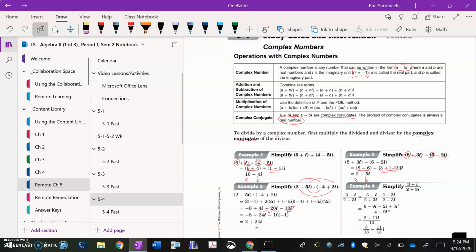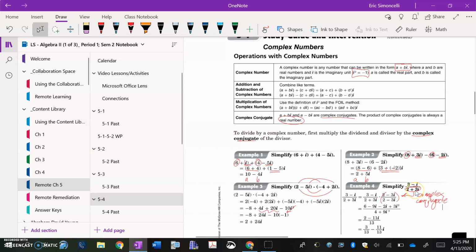Example 4. Simplify 3 minus i all over 2 plus 3i. Now, because our denominator has a complex number in it, similar to when we did a square root problem back in prior sections and chapters, particularly in Algebra 1, when you rationalize the denominator, this is a similar process. We're going to multiply numerator and denominator by the conjugate, technically the complex conjugate. So if you recall the conjugate of the quantity, let's say 2 minus root 3, the complex conjugate of 2 minus root 3 would be 2 plus root 3.